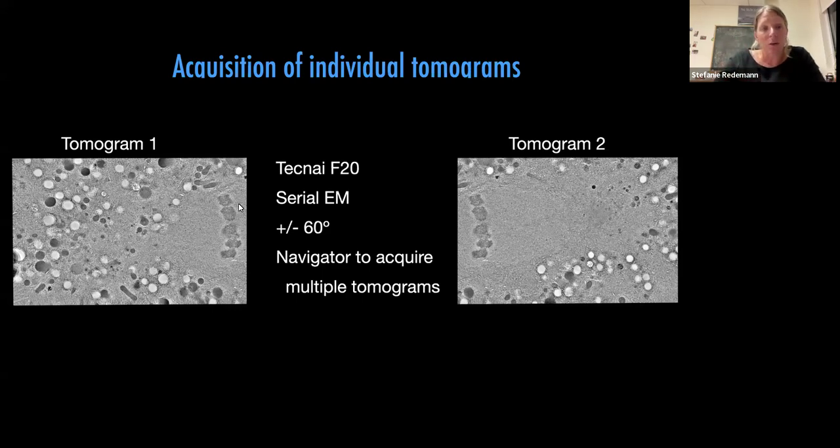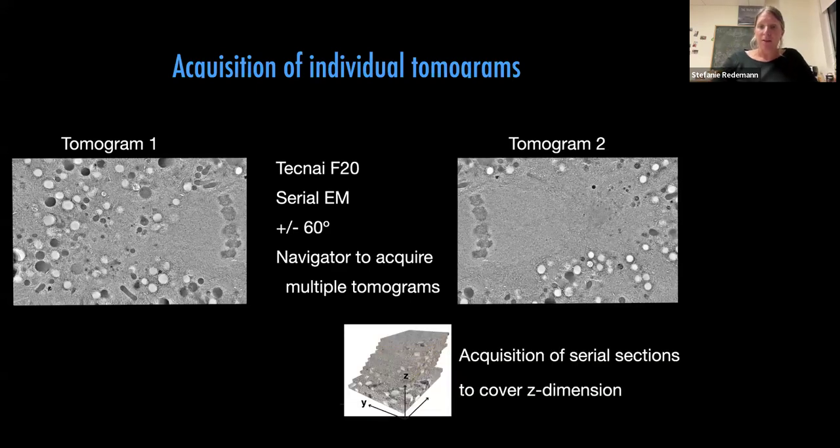And so you can see there's 1 tomogram. The chromosomes are located here. Spindle poles would be there. This is the other tomogram. Again, here are the chromosomes, same as here. And there's the spindle pole. And each of these tomograms is 10 by 5 microns. And so we acquire these 2 individual tomograms on our Tecnai F20 using SerialEM.